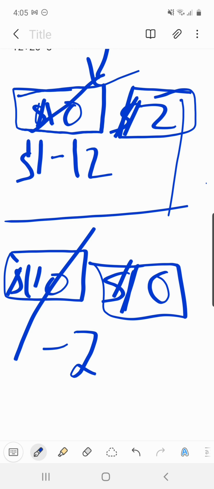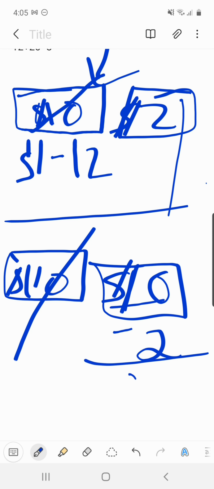Now, what we're going to want to do is make this an equation. We're going to write underneath this $10 bill the amount that he still has to owe. So $10 minus $2 is $8. This is the amount he still has to give.